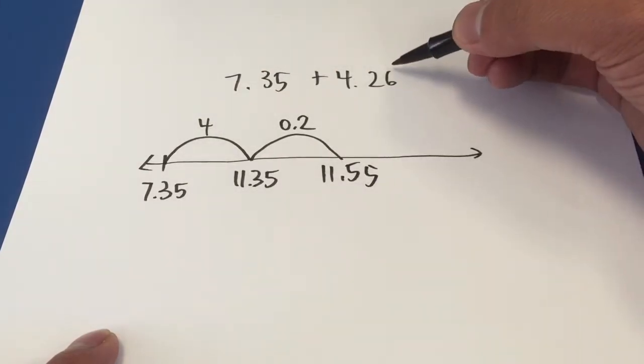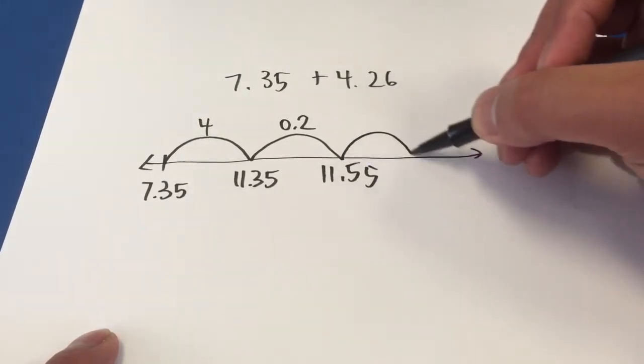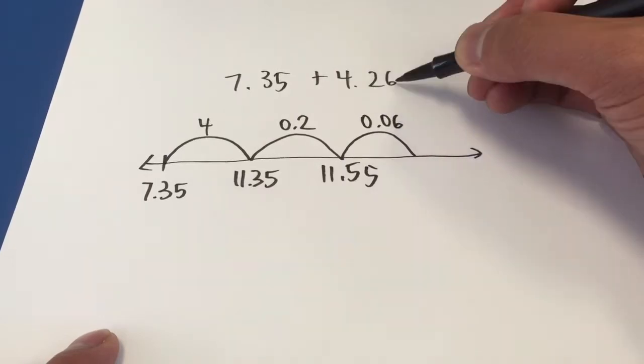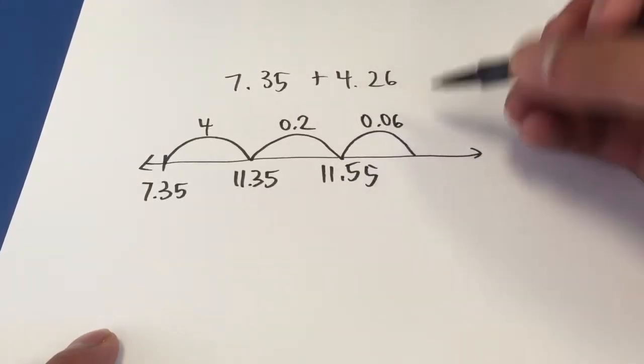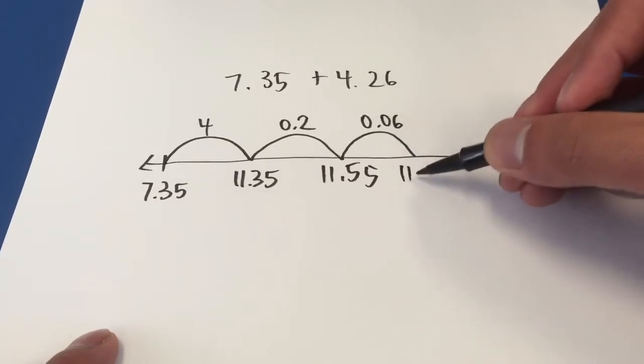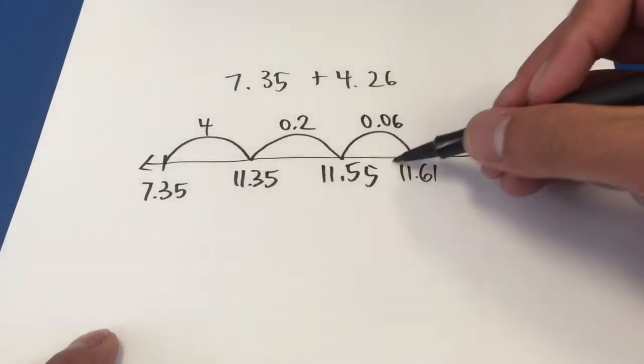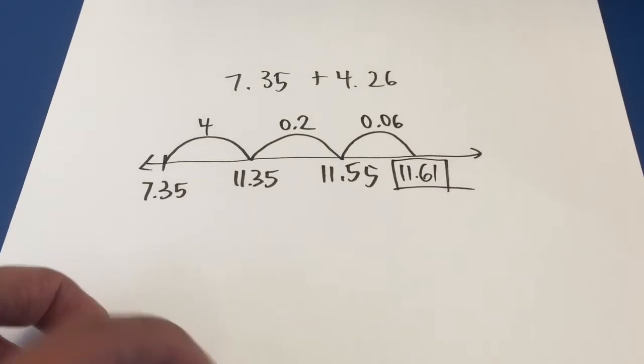And finally, I'm going to jump my hundredths. I'm going to make a jump of 6 hundredths. And 11.55 plus 0.06 is 11 and 61 hundredths, which is my answer.